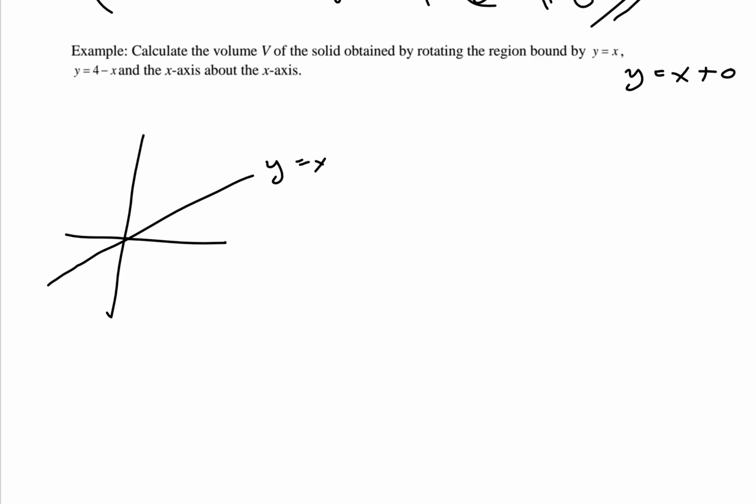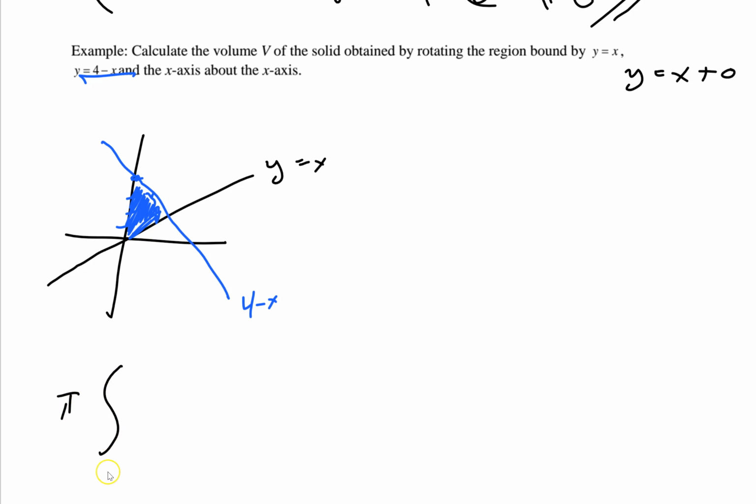And the next one, y equals 4 minus x, so go up 4 and down 1 over 1. So something like this. And we probably want the region bounded by y equals x and the x-axis. So we want this region. Right, so this is 4 minus x. There's a lot of stuff I already know about my integration. My integration is going to be pi, because we're doing volume.